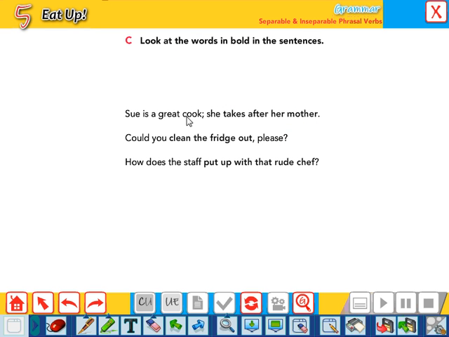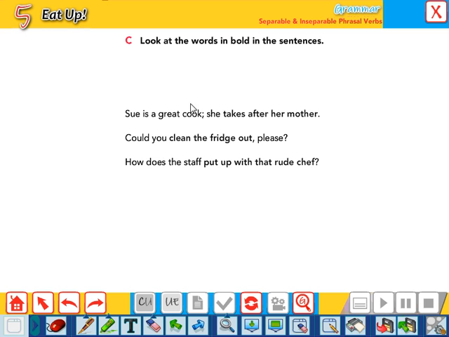Look at the words in bold in these sentences. She's a great cook. She takes after her mother. Take after is followed by a complement or an object. This is transitive. Could you clean the fridge out, please? How does the staff put up with the rude chef? Put up with.